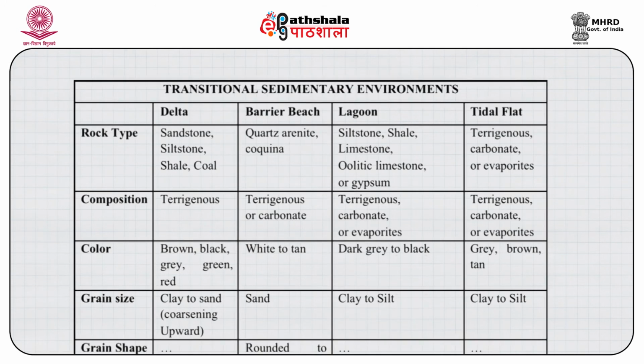These are the transitional sedimentary environments, varying from delta, barrier beach, lagoon, tidal flat. In case of delta, sandstone, siltstone, shale, coal, these sediments are expected. Composition, of course, they are terrigenous.